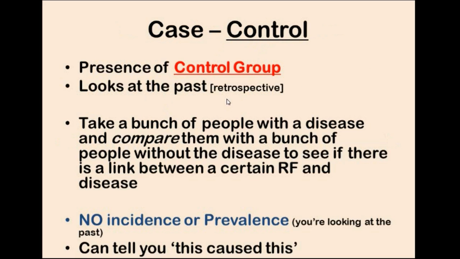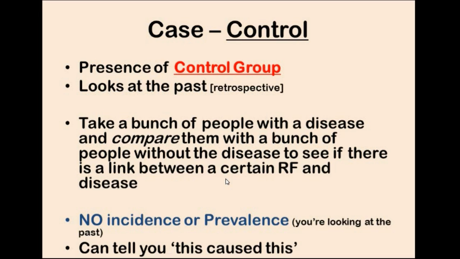So this is a retrospective study, and what we're doing is we take a bunch of people with the disease and we compare them with a bunch of people without the disease to see if there is a link between a certain risk factor and disease. So you have a bunch of people that you selected that have already been diagnosed with a certain disease, and you have a bunch of people without that disease.